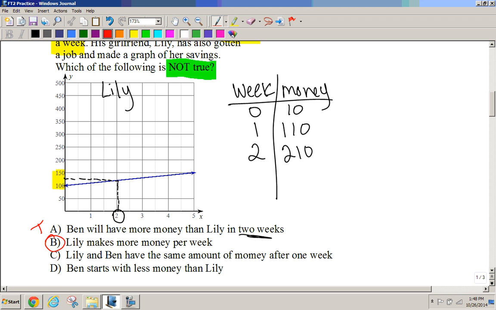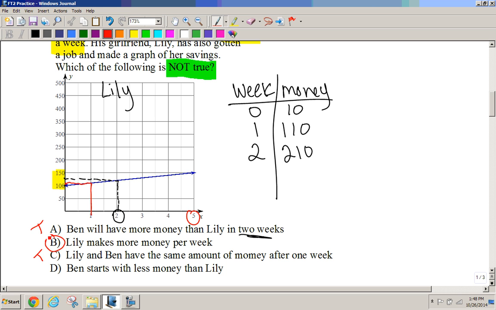And if we look at the other ones, Lily and Ben have the same amount of money after 1 week. After 1 week, Lily is going to have 110. She's making $10 a week, sorry. The way that I can tell that is because after 5 weeks, she's made $150. If she made $50 from 0 to 5 weeks, that means she's making $10 per week, okay? So she's only making $10 a week. Ben's making $100 a week. So Lily and Ben have the same amount of money after 1 week.